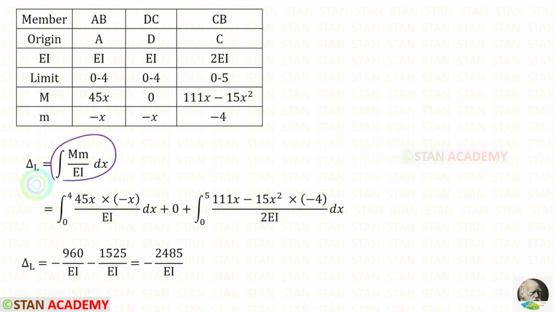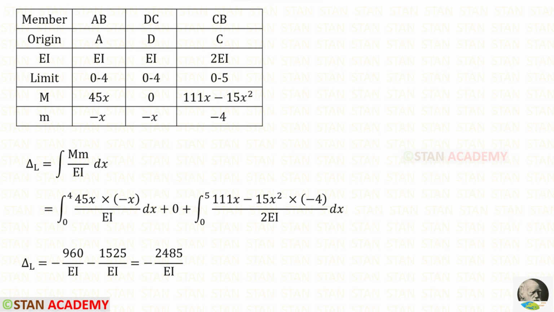Using this formula, we can find delta L. For CB, the flexural rigidity is 2EI. So instead of EI, we apply 2EI. For DC, M is 0. So no need to do the integration. We can directly apply 0.